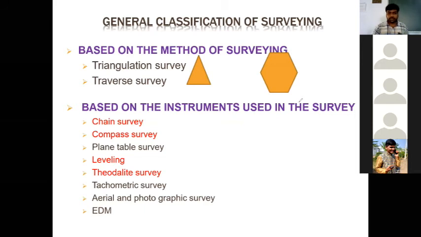Instrument used in this survey. What are the instruments we're going to use? Chain survey, compass survey, plane table survey, leveling, theodolite, tachymetric survey, aerial and photographic survey, EDM. These are the instruments we're going to use in this survey to get the relative position of points on the earth surface. Okay, so one by one we'll go ahead.